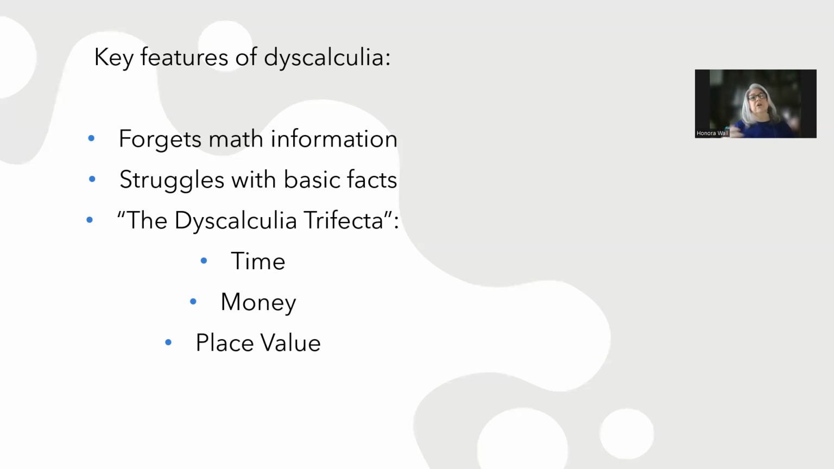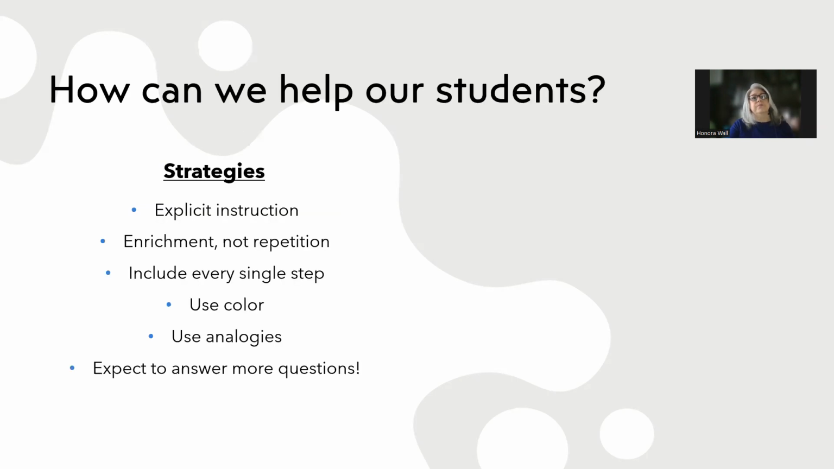And then what I like to call the dyscalculia trifecta: time, money, place value, very common struggles. Not only answering questions about time, but also understanding elapsed time within their own lives as much as within a math problem. Understanding money, counting back change, and what does money mean? Very problematic. And place value can be a real struggle.